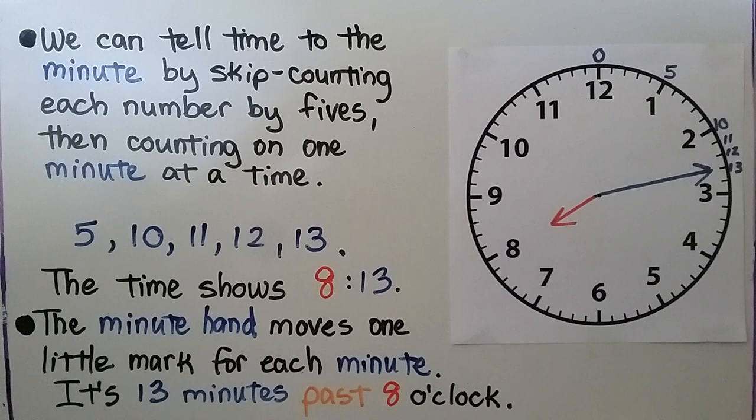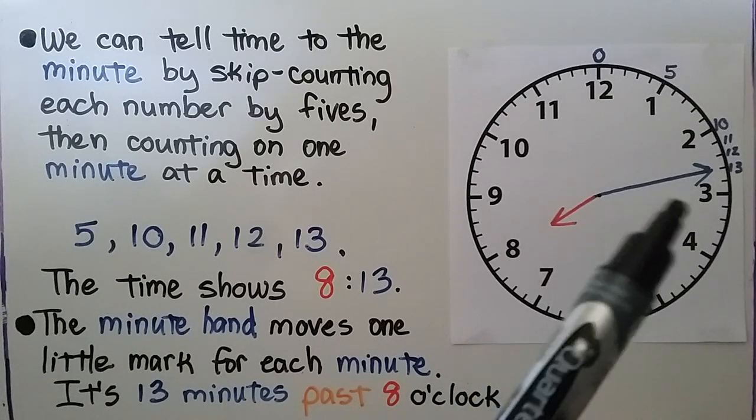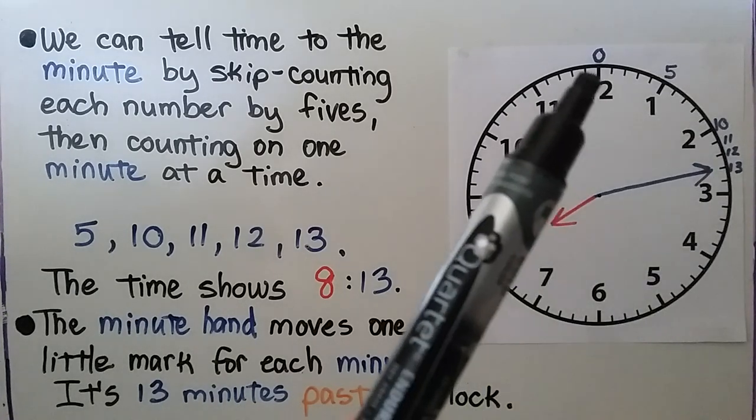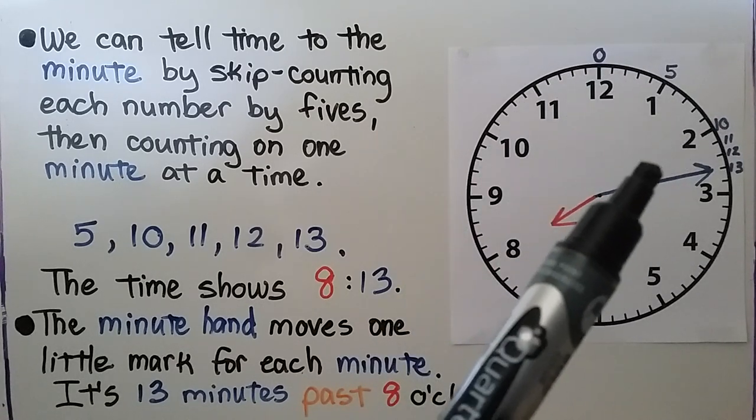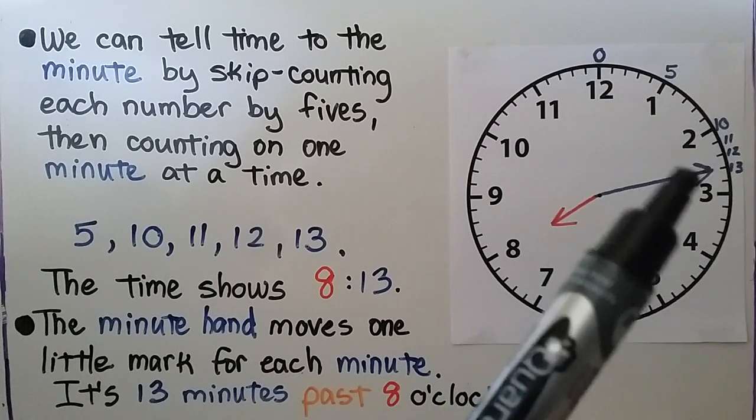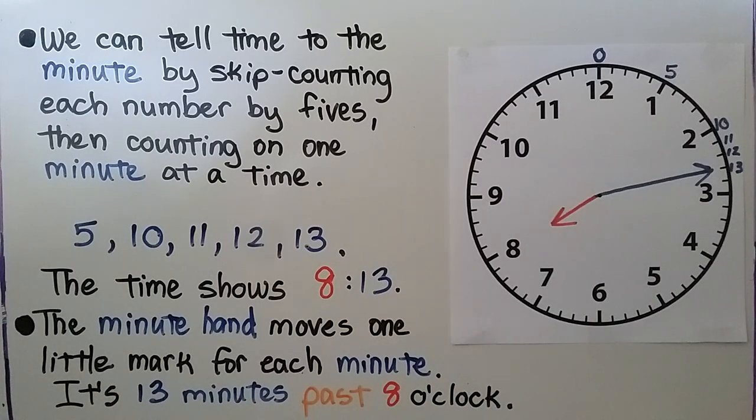We can tell time to the minute by skip counting each number by 5s, then counting on 1 minute at a time. Here, the minute hand is pointing right here. We start at 12 as the 0 and say 5, 10, then count on 1 minute at a time, 11, 12, 13. The minute hand is pointing to the 13, and this hour hand is pointing towards the 8, so the time shows 8:13. And the minute hand moves one little mark for each minute. It's 13 minutes past 8 o'clock.